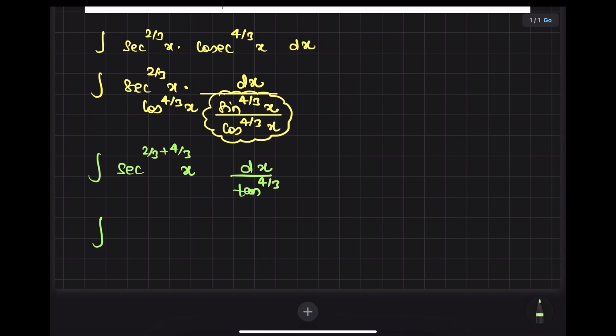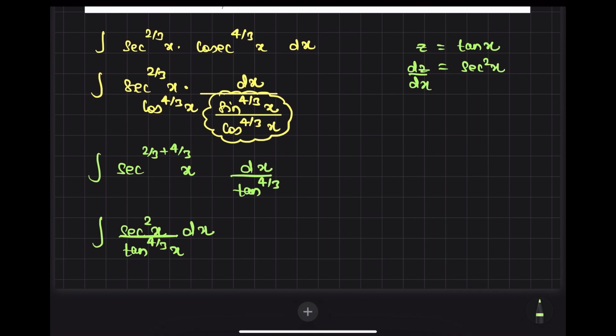Now we will have sec with the same base, and 6 by 3 is 2. So we got sec square x dx by tan power 4 by 3 x. Now we have to take z as tan x. Let's do the differentiation: dz by dx equals sec square x.